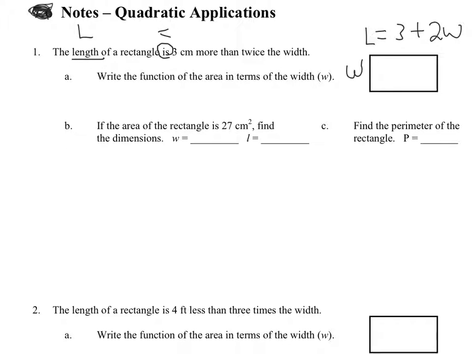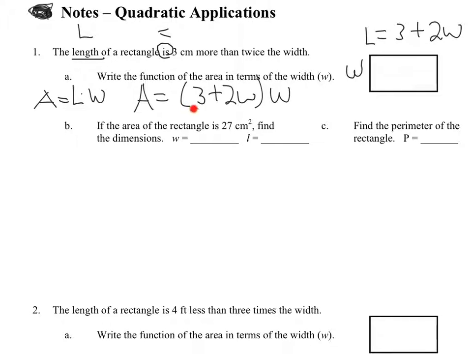So for A, it says write the function of the area in terms of the width. Well, we know that area is length times width, but instead of using L, I'm going to use 3 plus 2W, okay, because that's what L equals. So I'm going to rewrite that as area equals 3 plus 2W, so that's my length, times the width. Now, I can even simplify this a little more.